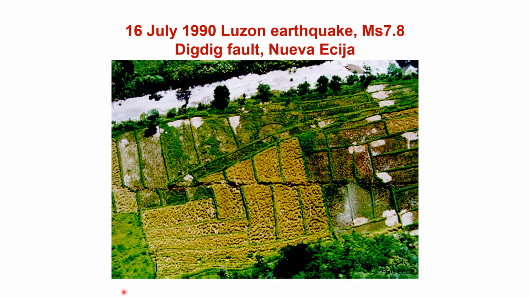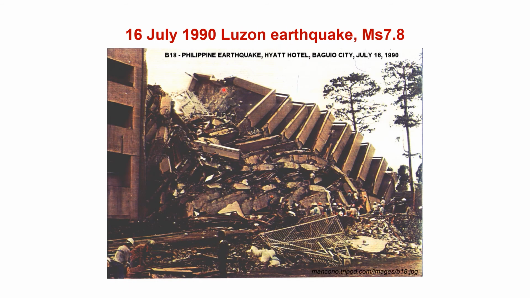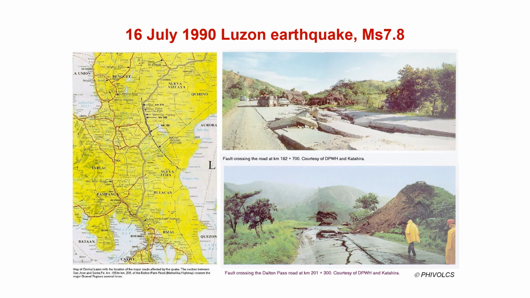And approximately 94 kilometers away from the epicenter is this destruction in the Hyatt Hotel in Baguio. So, this is a very high-class hotel, and because of that 1990 earthquake, maraming namatay at maraming naipit dito sa hotel na to. So, shown here are some of the ground ruptures as recorded by PHIVOLCS. So, this is the Digdig fault. Ito yung fault na nag-move nung 1990 Luzon earthquake.